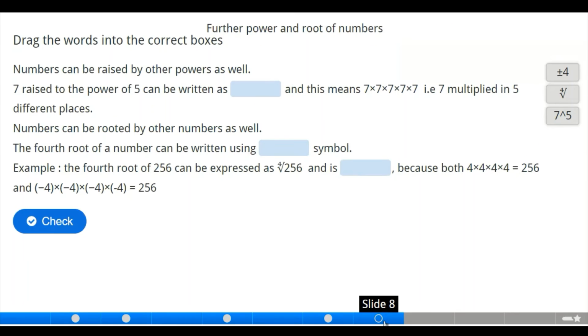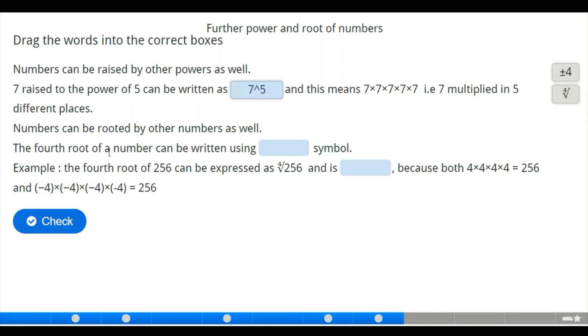Now let's look at what we have next, which is further powers or roots. So what if we have numbers that are more than 3? We have looked at square root, we have looked at cube root, then we have fourth root. If it is 7, we call it seventh root, and if it is 5, we are going to be calling it fifth root. So a number can be raised to other powers as well. 7 raised to the power of 5 can be written as 7 to the power 5. That is, we are multiplying 7 in 5 places.